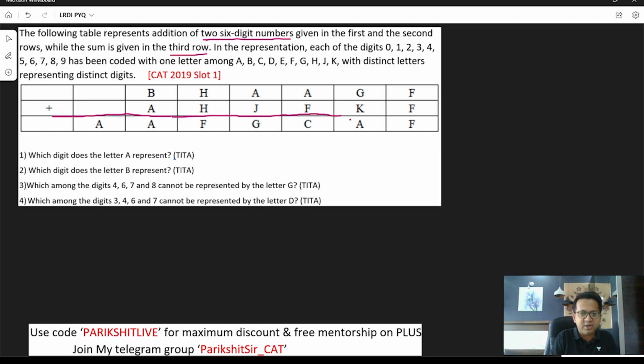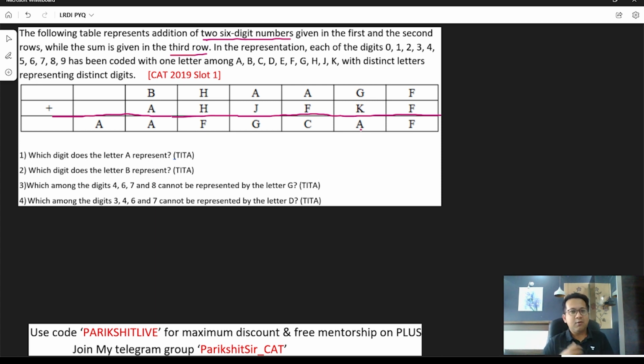And then which digits have you been provided? You have been provided all the digits from 0 to 9. And they are saying that every letter is represented by a distinct digit. So it means that if A is represented by, let's say, 0, then B cannot be 0. Why? Because A is already 0. So every letter is represented by distinct digits.